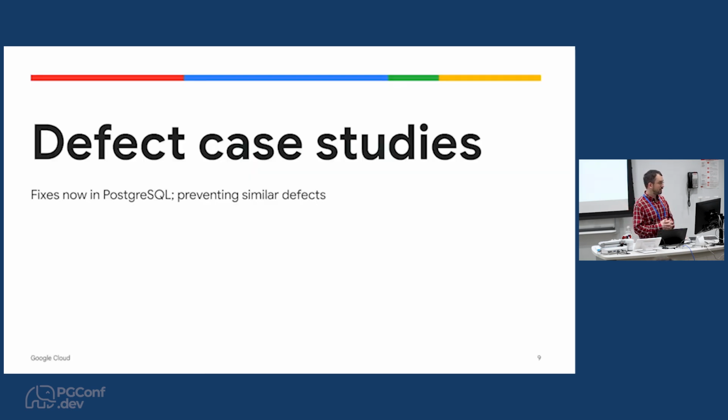So I'll take a pause here. Does anyone have any questions so far? Okay. I will pivot towards some of the recently fixed or upcoming fixed corruption bugs.